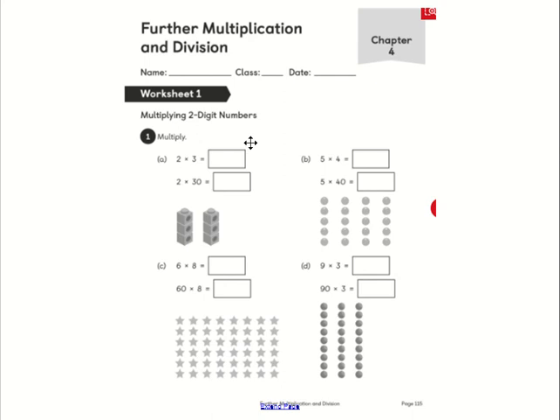Then what I want you to do is realise that if you times that by 10, you'll be able to work out 2 times 30. Have a go now, please. The answers are going to be on the next slide for you to have a look at.